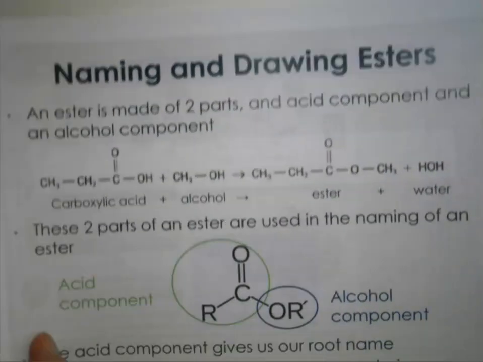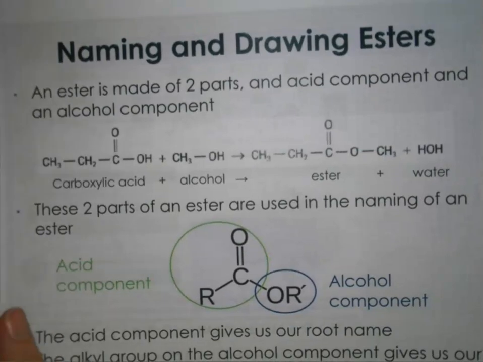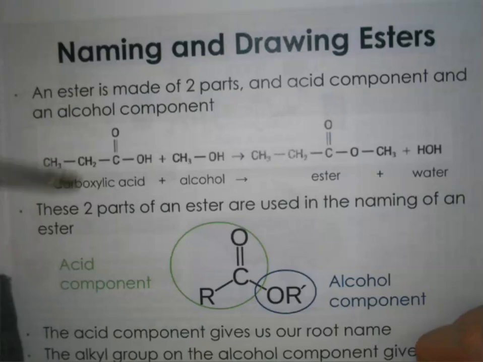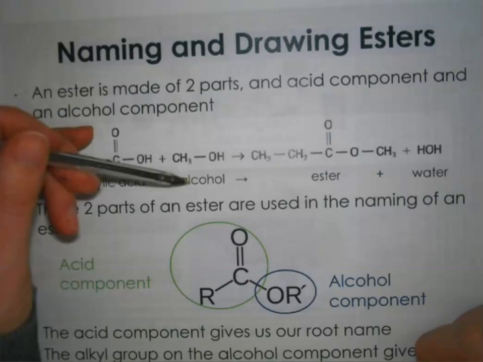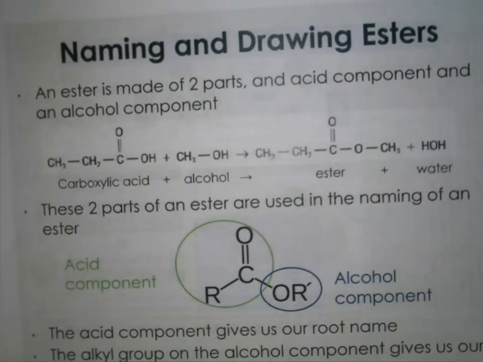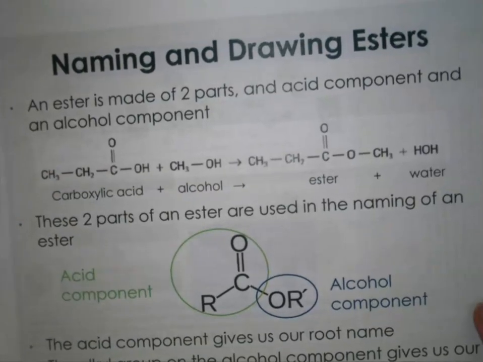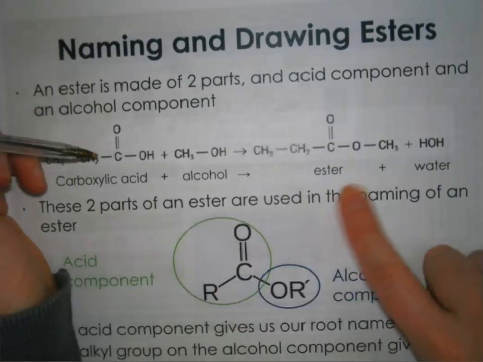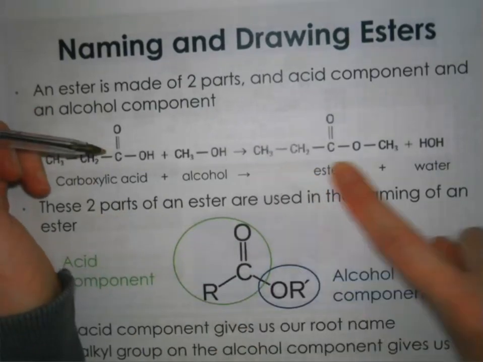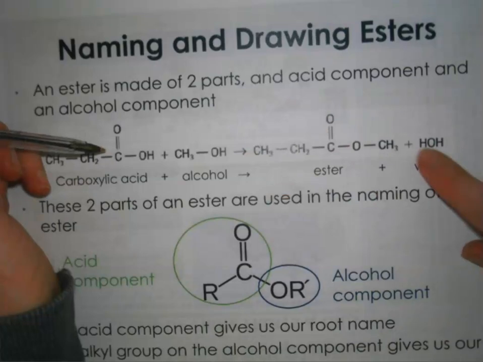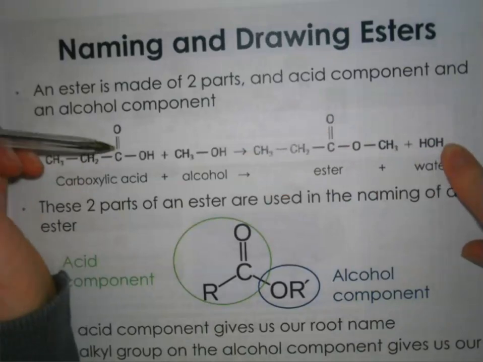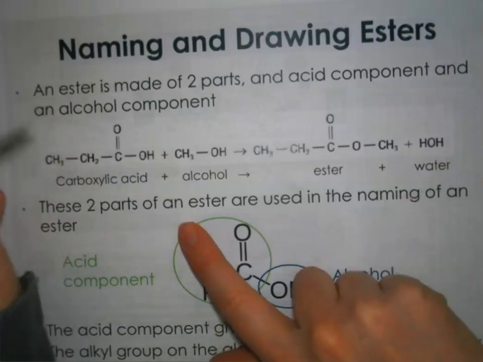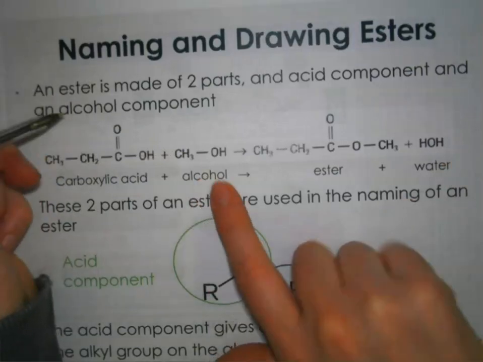Okay, so let's look at the functionality of naming and drawing esters. So an ester is made up of two parts. Basically, it's a combination of a carboxylic acid and an alcohol. So if we want to see how the naming actually works here, we want to think about how an ester is made. Here you can see in the products we have the ester. We also have a water molecule. And in the reactants we have a carboxylic acid and an alcohol. So let's think about what the names are for these two components that are going to make up our product.